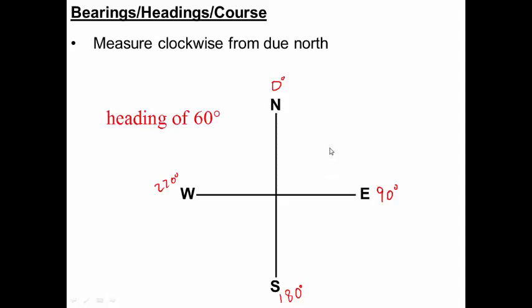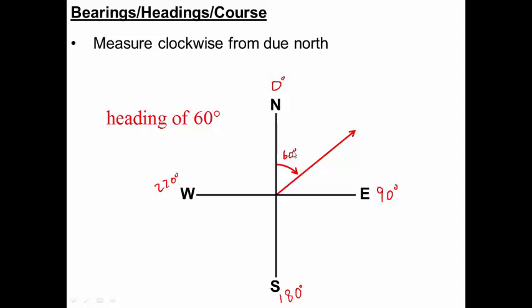So if I ask for a heading of 60 degrees, well, we can determine a heading of 60 degrees since I'm not given any direction. I assume north to be 0 degrees, and I go clockwise from there. I'm going to go clockwise 60 degrees. Since it's 90 degrees to get to due east, then I know I'm going to be slightly shy of that. So this would be a 60-degree heading. In other words, 60 degrees to the right from due north.